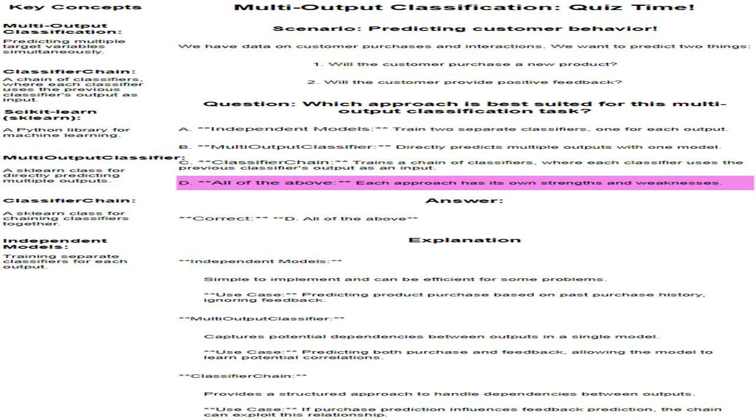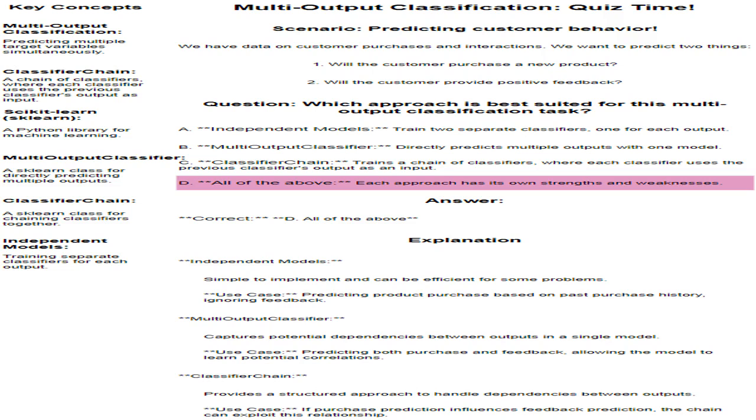False. The classifier chain is excellent for handling sequential dependencies, where one output directly influences another. If this is a significant factor, it's a good choice. True. The best approach depends on the specific problem and the relationships between outputs. Independent models are simple. Multi-output classifier is efficient, and classifier chain excels with sequential dependencies.